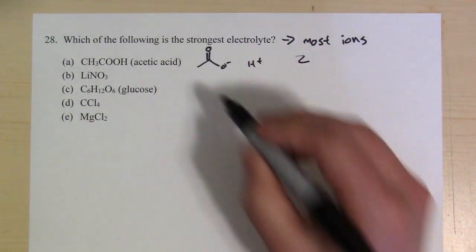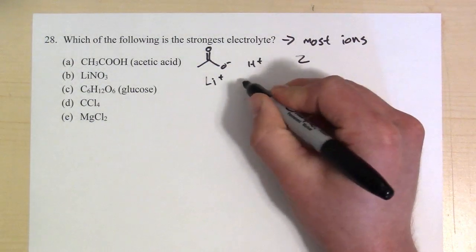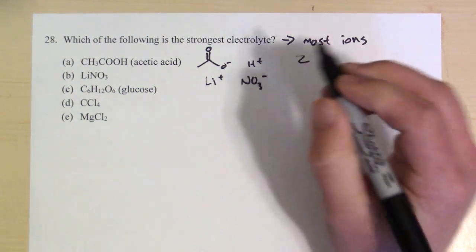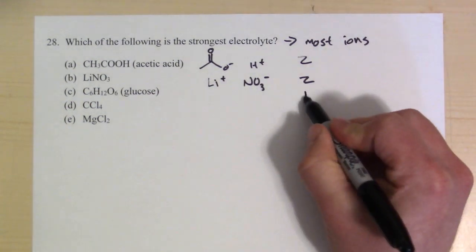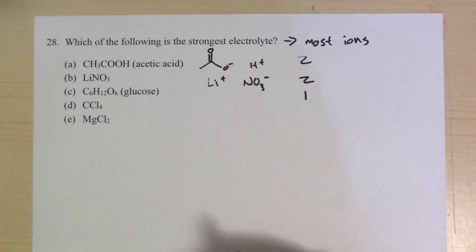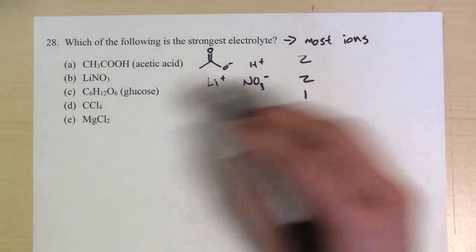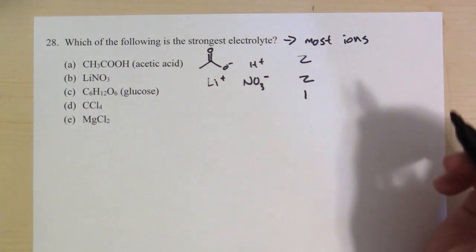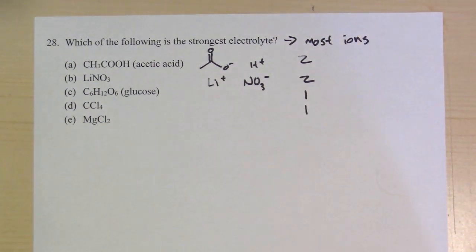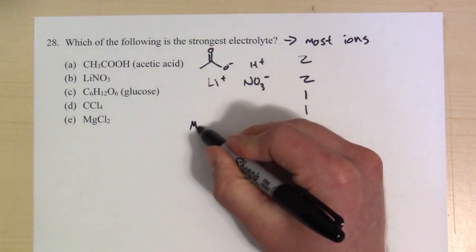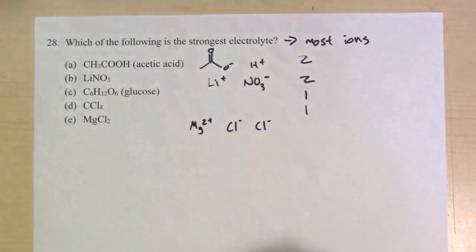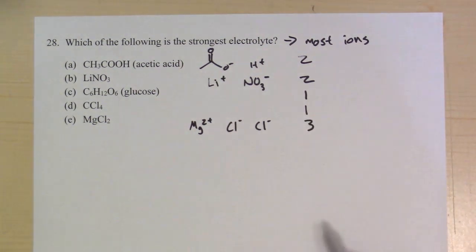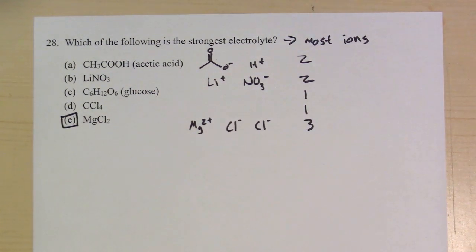When you dissolve LiNO3, you'll get the Li plus and NO3 minus. So there will be 2 as well. Glucose is a non-electrolyte, so you'll get 1 ion. Carbon tetrachloride is also a non-electrolyte. Despite it having chlorines, they are covalently bonded to the carbon, so they will give you 1. And MgCl2, there you would get Mg2 plus and 2 Cl minuses, so there you have 3 ions. So the strongest electrolyte here would be E, MgCl2.